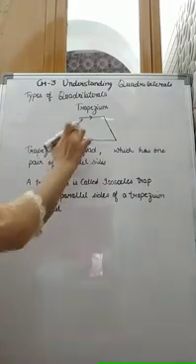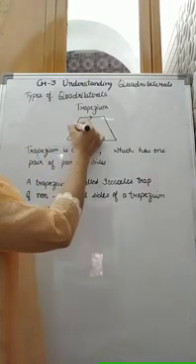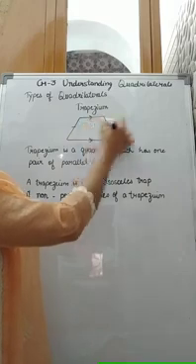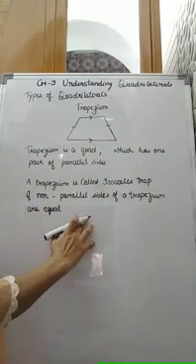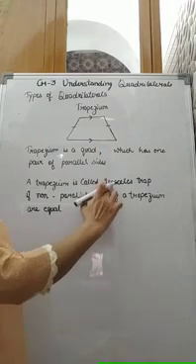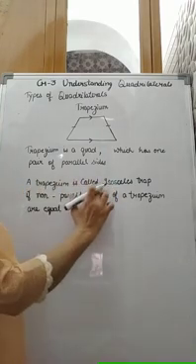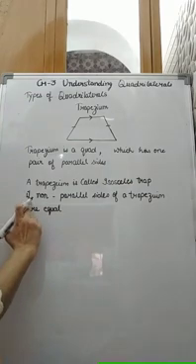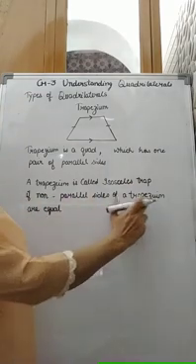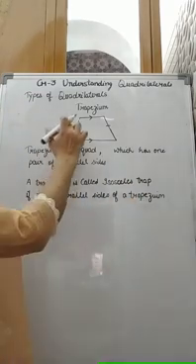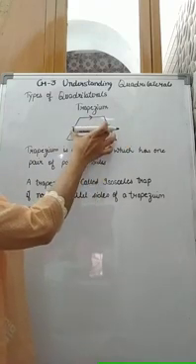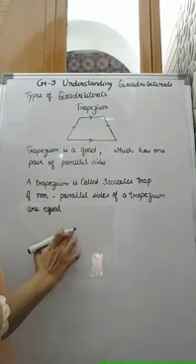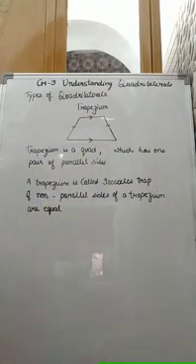In case of this trapezium, if I take the two other, non-parallel sides as equal, then this trapezium will become an isosceles trapezium. I have written: a trapezium is called an isosceles trapezium if the non-parallel sides of a trapezium are equal. So these are the two non-parallel sides. If these two sides are equal, then this trapezium will become an isosceles trapezium.